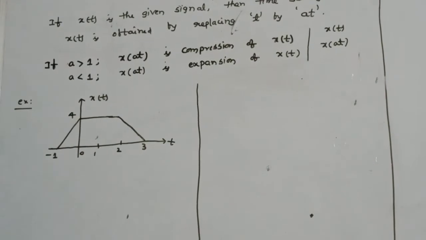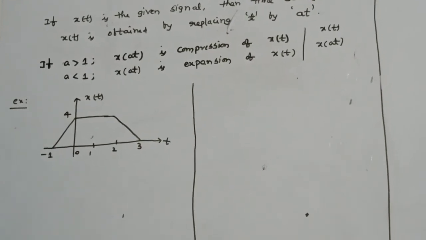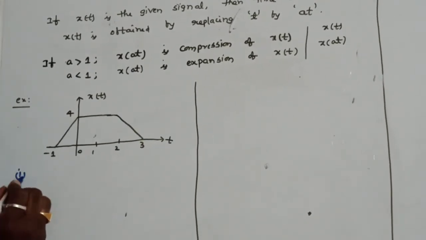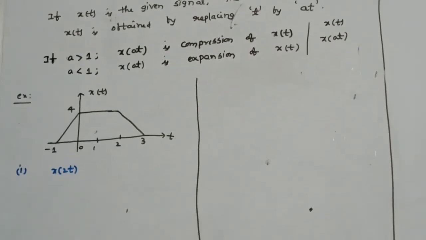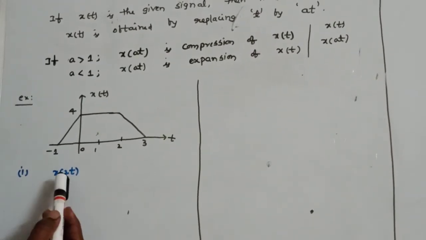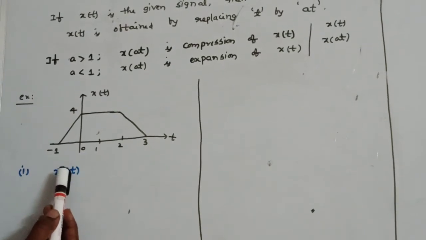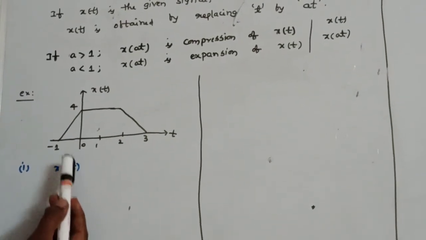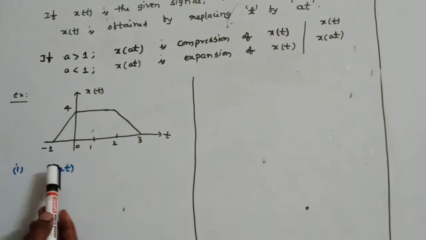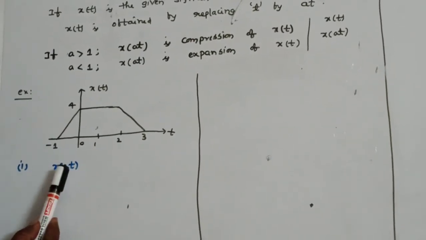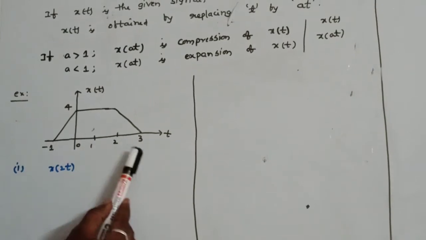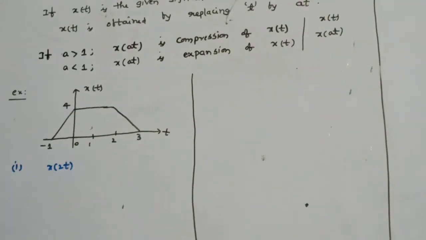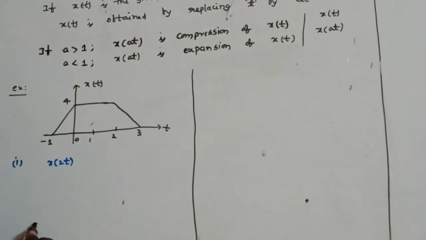For example, if it is asked in the examination to draw x of 2t for the given signal, what we have to do is, because a is greater than 1, it is the compression of x of t. So the operation is very simple. Divide this time scale by 2. So that is the compressed version of x of t. Let us see how to do this.